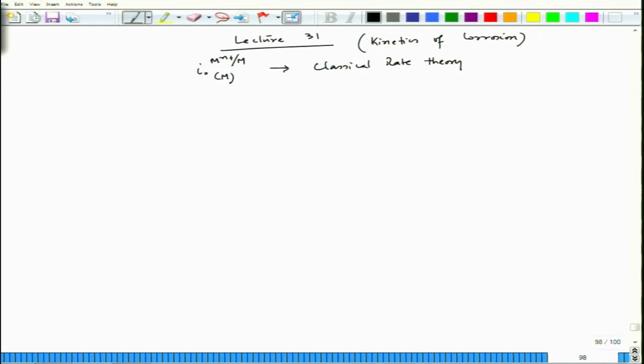Classical rate theory says that there would be a jump of a metal atom from one surface to another, and this is a thermally activated process. So, it has to have a barrier which is called the activation barrier, and once it crosses that barrier it goes to the other surface, and this barrier height decides the rate at which this metal would go from one surface to another.